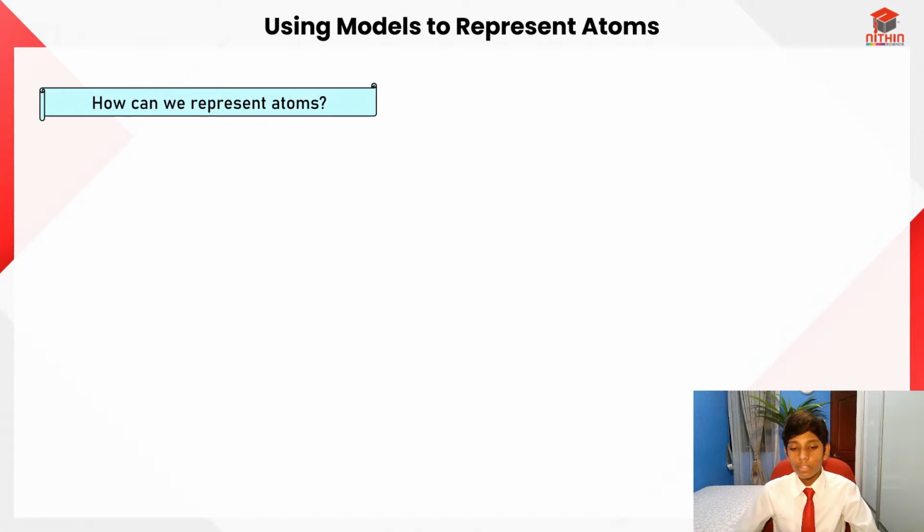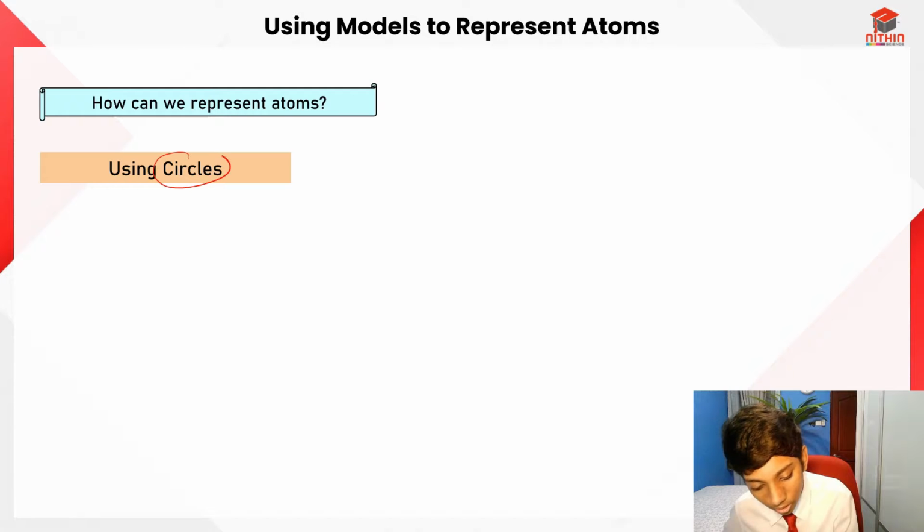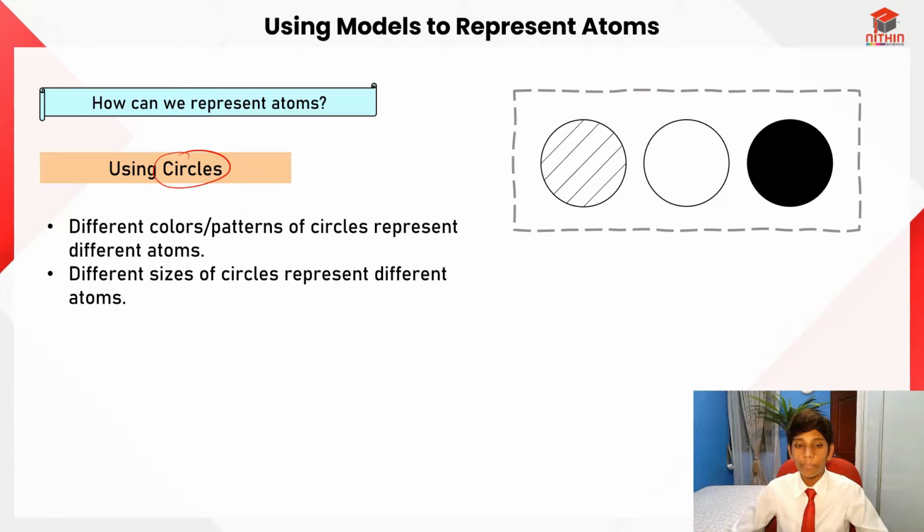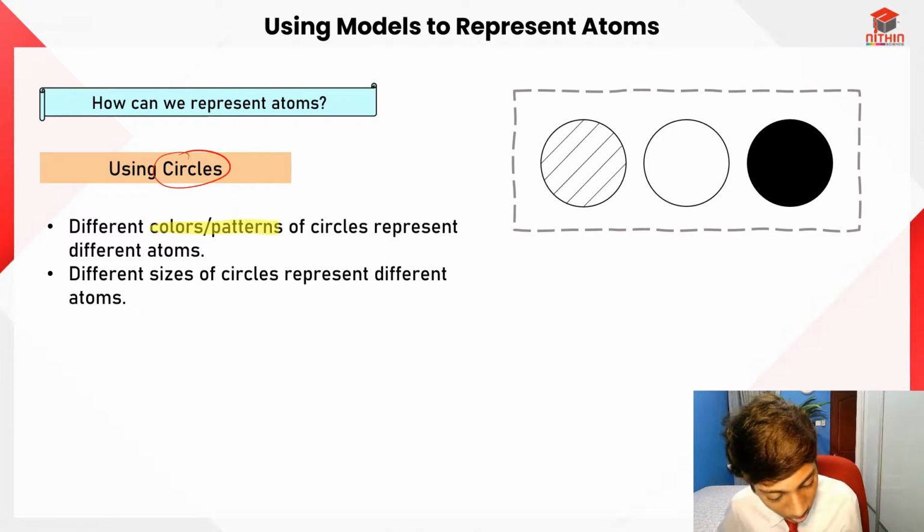Okay, so how can we represent atoms? First off, we can use circles. Okay, so this is an example. So different colors. Basically, different colors or patterns of circles represent different atoms. Different sizes of circles represent different atoms as well.